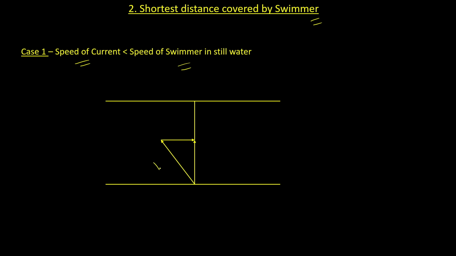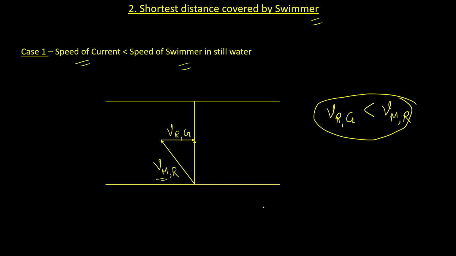Like here in this case, this is velocity of man with respect to water, or speed of swimmer in still water. And this is basically speed of current, or velocity of river with respect to ground. That is nothing but speed of current. So this is the first case in which I am taking velocity of river with respect to ground lesser than velocity of man with respect to river, or swimmer with respect to river. In this case, when you see from the ground, with respect to some observer on the ground, this swimmer must swim in this direction, 90 degrees.